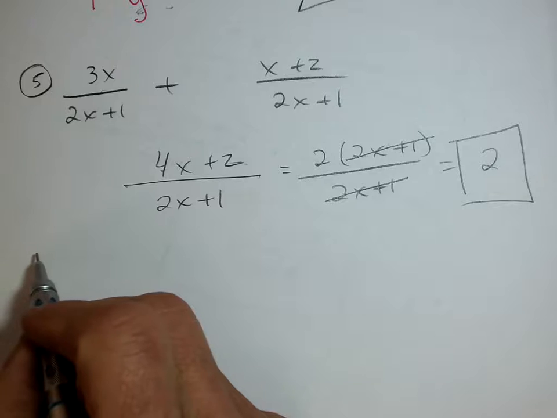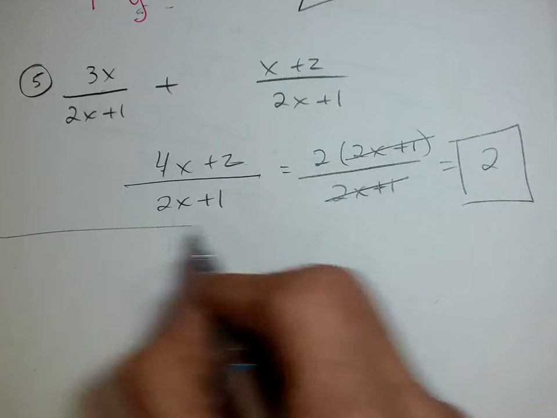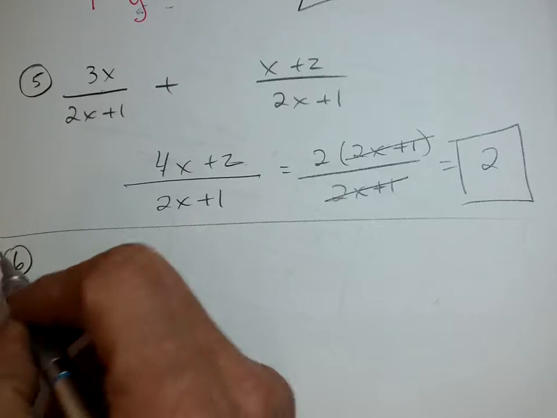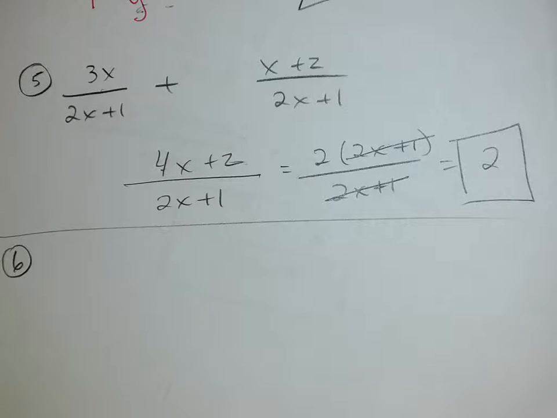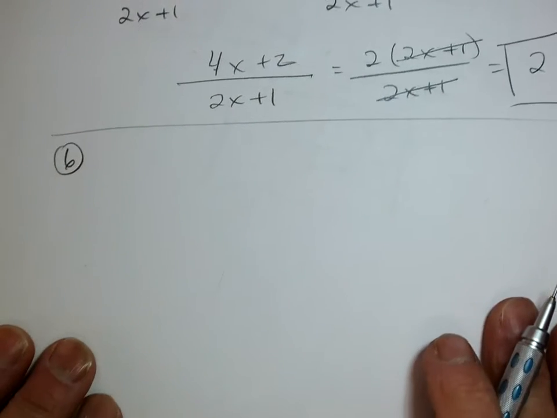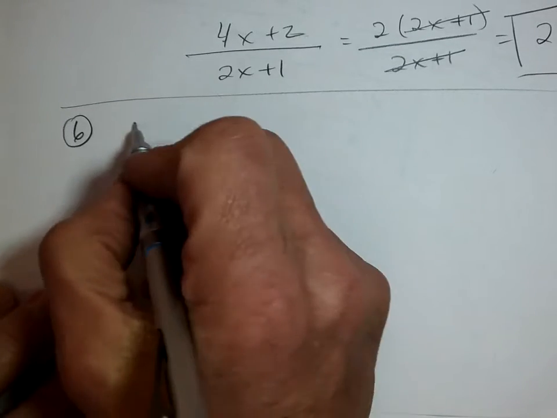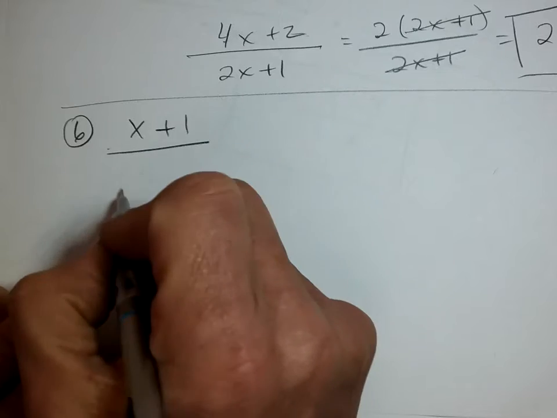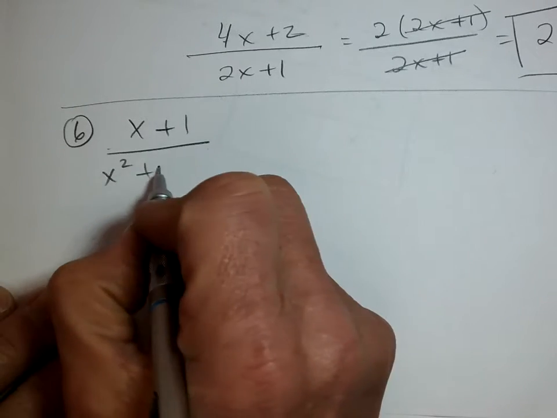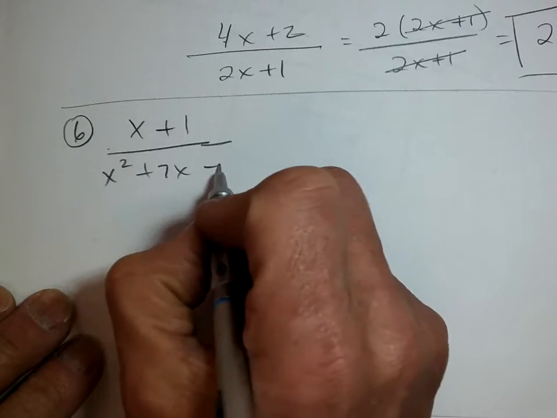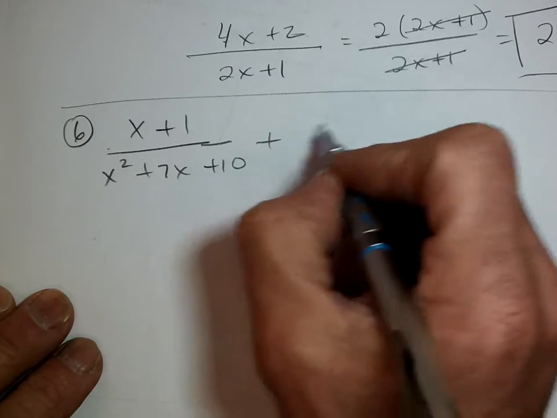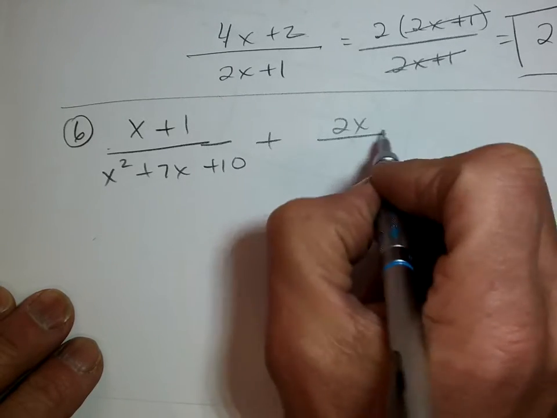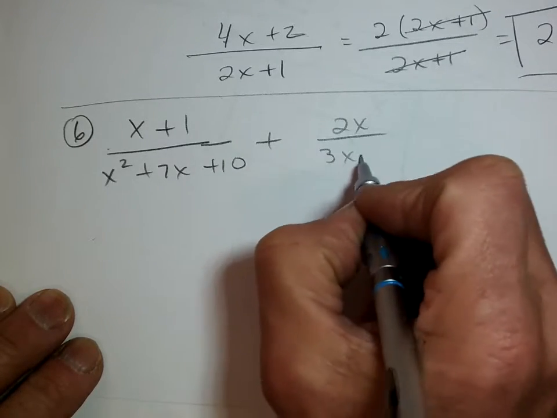All right, 6. 6, we did this exact same problem to warm up, but I want to do it again, right? I did that on purpose so we can look at it a second time. We've got x plus 1 over x squared plus 7x plus 10 plus 2x over 3x plus 6.